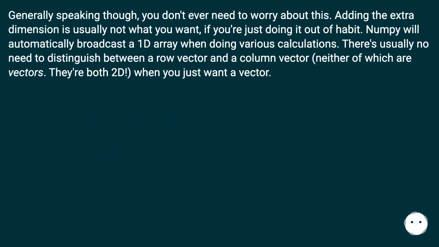Generally speaking though, you don't ever need to worry about this. Adding the extra dimension is usually not what you want, if you're just doing it out of habit. NumPy will automatically broadcast a 1D array when doing various calculations. There's usually no need to distinguish between a row vector and a column vector, neither of which are vectors. They're both 2D, when you just want a vector.